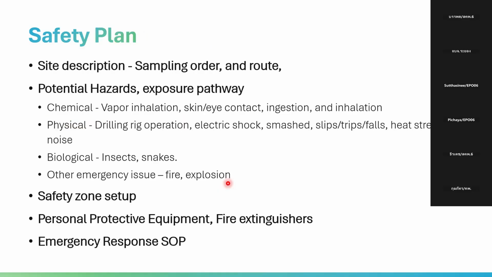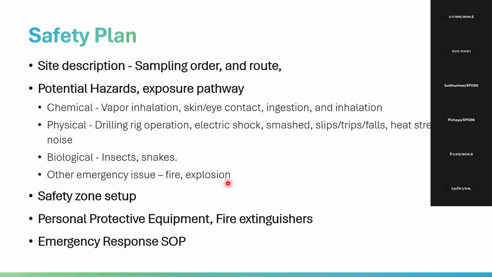And for a safety plan, I suggest you should have in the first section a site description, your sampling order and route, and how to enter and exit the site. The second section covers the potential hazards and exposure pathways. For example, you may have chemical issues: vapor inhalation, skin or eye contact, and ingestion.